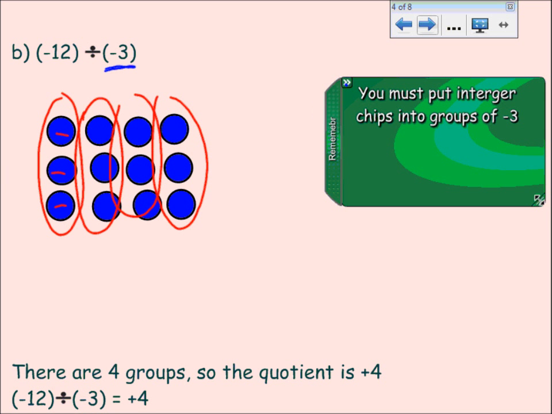So we count them up. We have 1, we have 2, we have 3, we have 4. So there are 4 groups. So the answer, or the quotient, is positive 4.